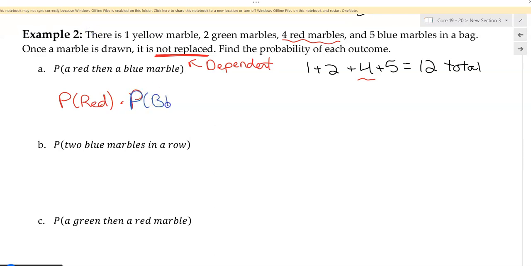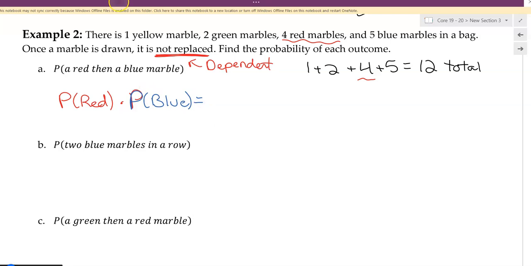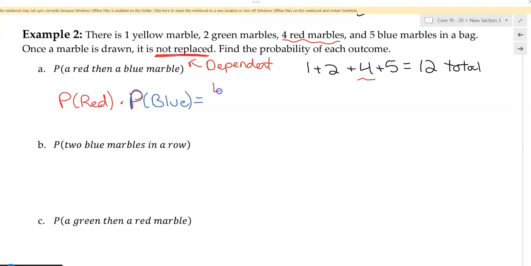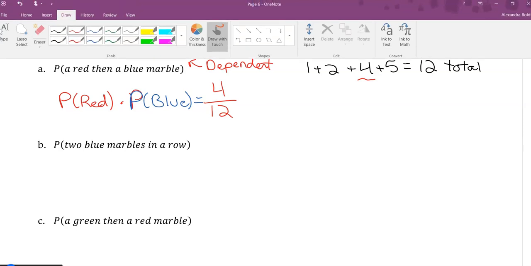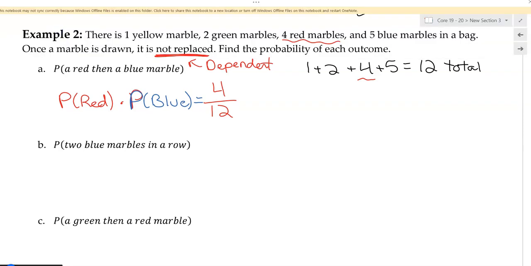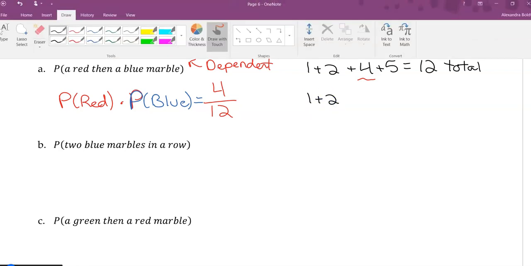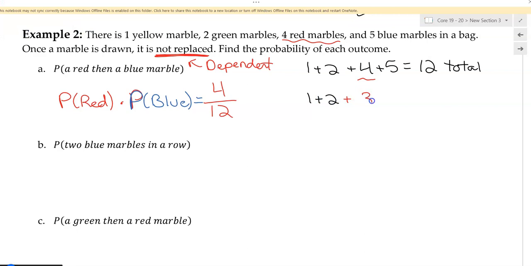The probability of blue. And our probability of red again is 4 out of 12. Well, now again, I'm not replacing it. I took this marble and I kept it. So now I have 1 yellow marble, I have 2 green marbles, I kept my red marble. There's now only 3 red marbles, and there's 5 blue marbles. There's now 11 total marbles.